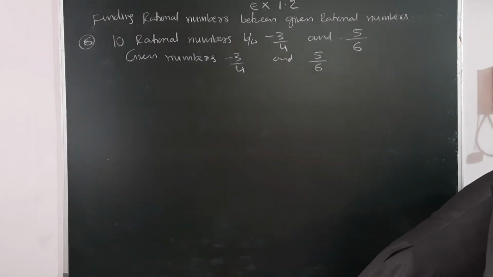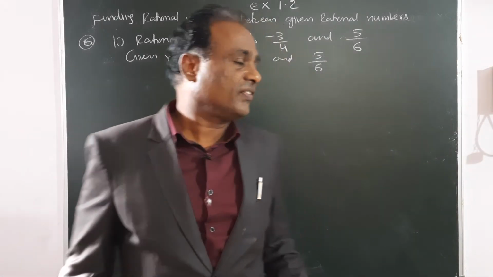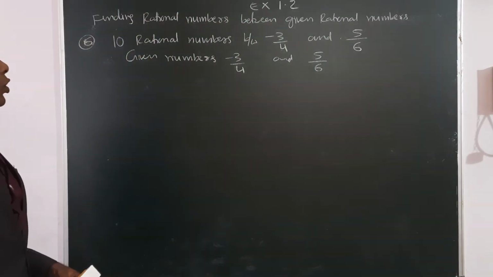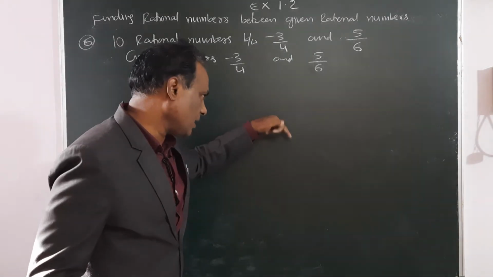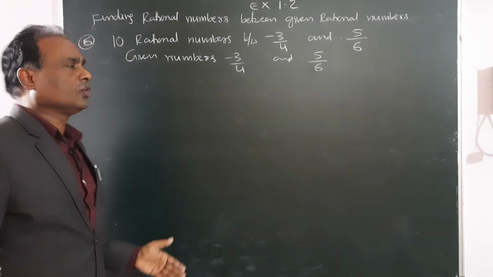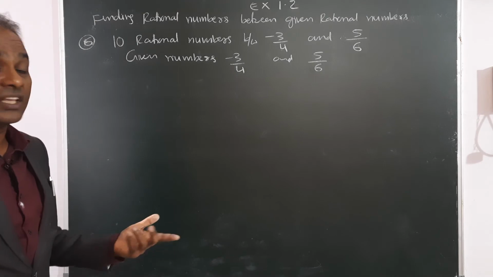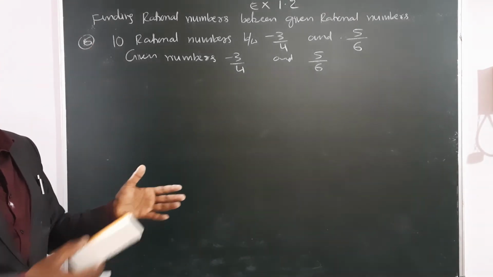Here we have two methods. Any method you can apply. One is the mean method. Mean method means (a plus b) by 2, you will get one number, again (a plus b) by 2, another number, continuing that process till we get 10 numbers. That you can do, but it is a very lengthy process.